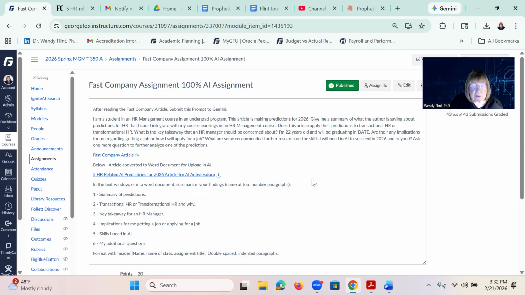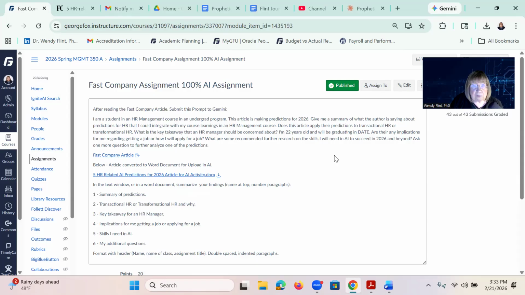So please give me a summary of what the author is saying about the predictions that I could actually integrate with my course learnings, which included, on the next question, transactional HR or transformational HR. So the prior week, they did have instruction on the difference between transactional and more strategic transformational HR. And then what are the key takeaways an HR manager should be concerned about? But then let's shift it to the student. How old are you? When will you be graduating? Are there any implications for me regarding getting a job or how I will apply for a job?